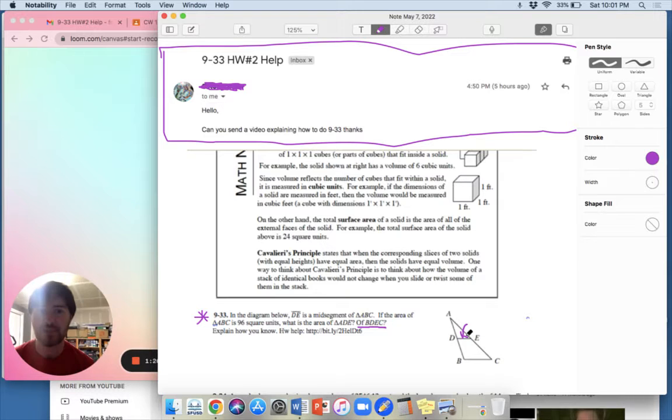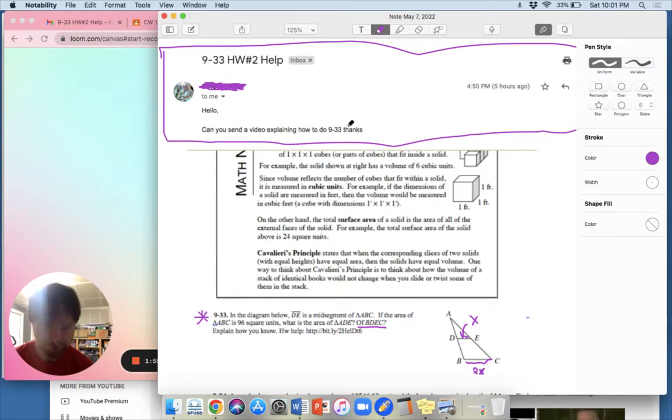A midsegment intersects two sides at their midpoints, and it happens to be half the length of the third side of the triangle that it doesn't intersect. So if I made this x, this would be 2x. What I'm trying to show you here is that DE to BC would be in a 1:2 ratio. And that's important because we also have some similar triangles that get formed.